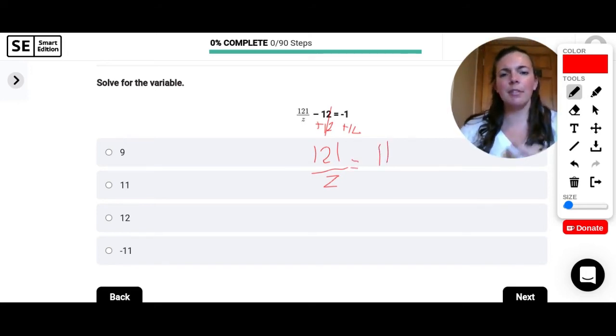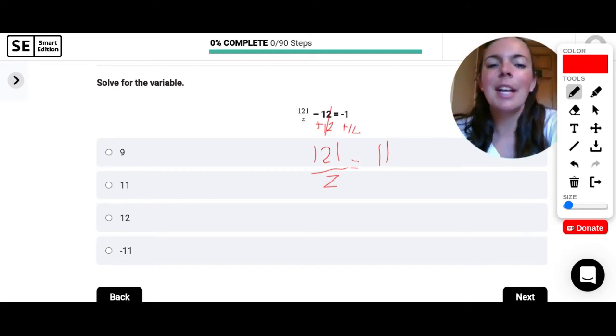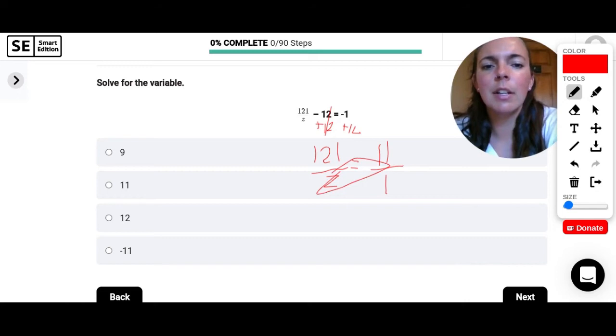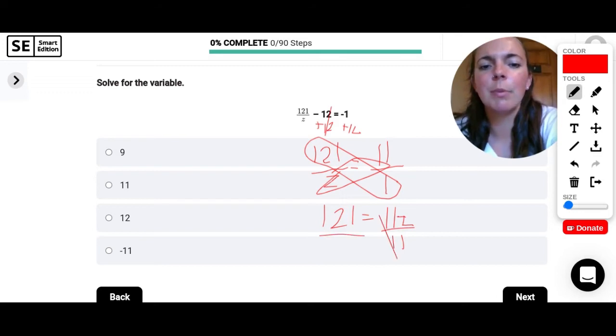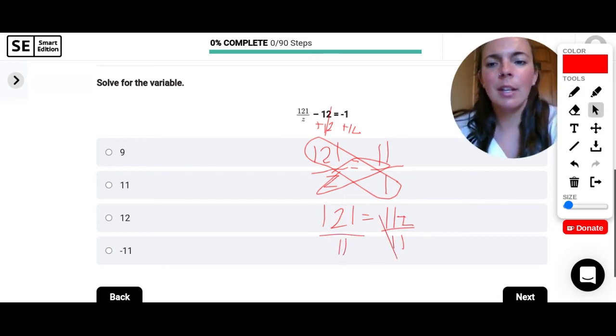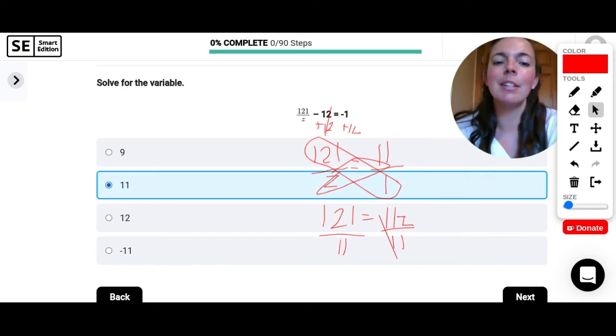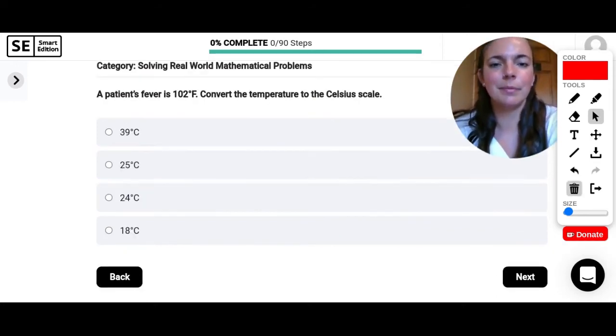Okay, so from here, essentially what I have is 121 divided by something is equal to 11. So if you know what that something is, then you're good to go. And if not, let's just cross multiply here, and looks like we'll just have to do a little division. So 121 is equal to 11 times z. So let's just divide each side by 11. So essentially 121 divided by 11 will give me my z value, which is equal to 11, because 11 times 11 is 121.